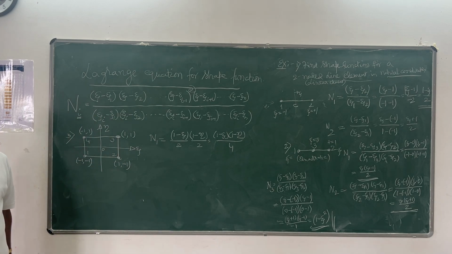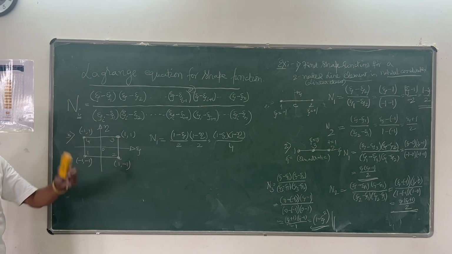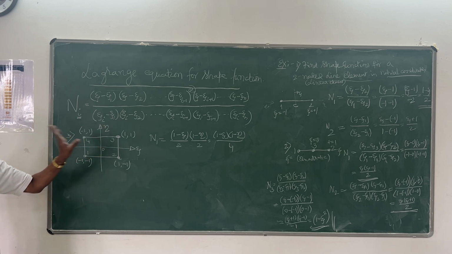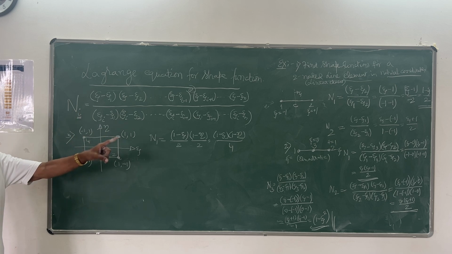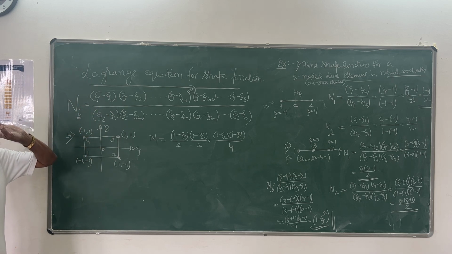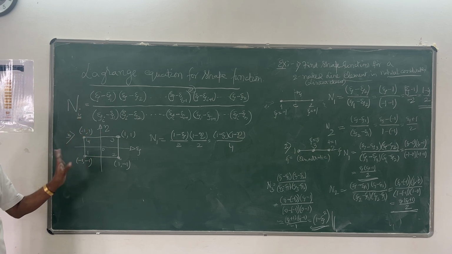See? N1 is (1 minus ξ)/2 into (1 minus η)/2, which is (1 minus ξ)(1 minus η)/4. Very simple. That's why for two-dimensional elements, they told us about this Lagrange equation in the syllabus. Same thing, nothing other than that, it's the tensor product.